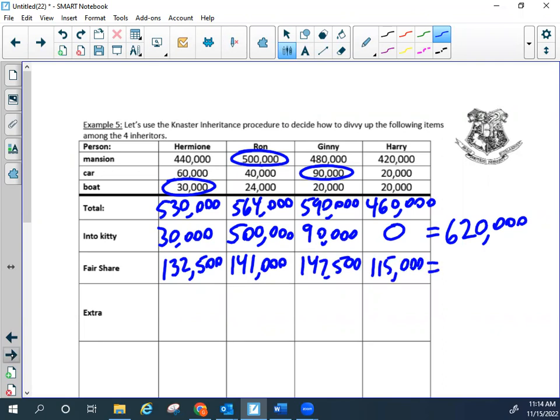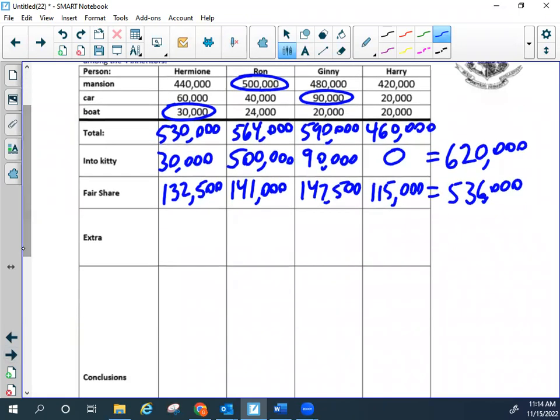Which means we have pulled out of the kitty $536,000. Which means there's a surplus left over of $84,000. We'll divide that evenly among everyone. So 84,000 divided by 4 means everyone gets an additional $21,000.